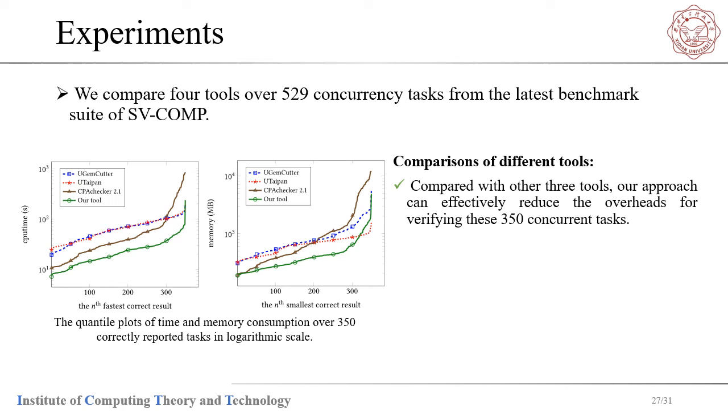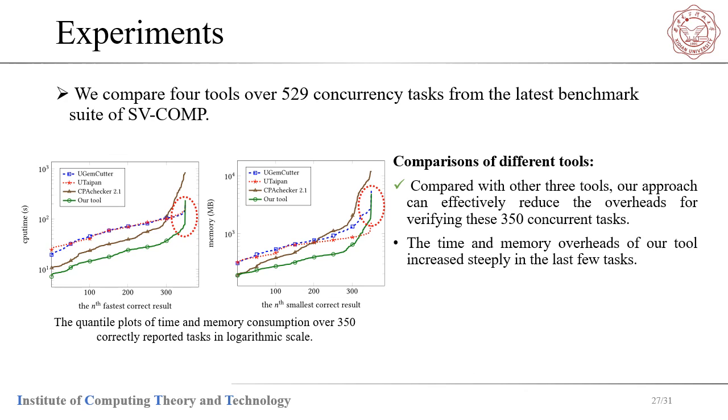From the quantile plots of 350 identical programs, we can observe that, compared with the other 3 tools, our approach can effectively reduce the overheads for verifying the 350 tasks. In addition, the time and memory overheads of our tool increase steadily in the last few tasks. This anomaly is mainly caused by the large number of garbage collection and BDD node cleanup operations performed by CP-Checker.